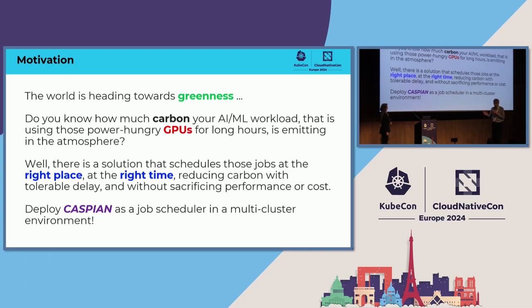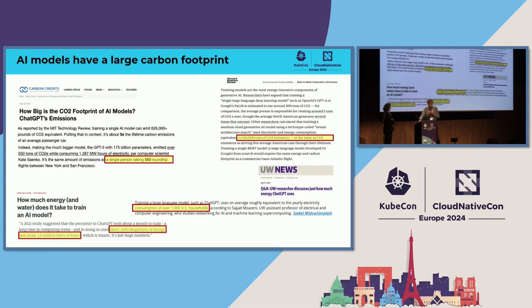There are many things one could do. We could make the devices more efficient. You can make better cooling, better this and that. We're going to try with this project something very simple, which is schedule jobs at the right time, at the right place. And I'll go through what I mean by that. And that's what CASPIAN is all about.